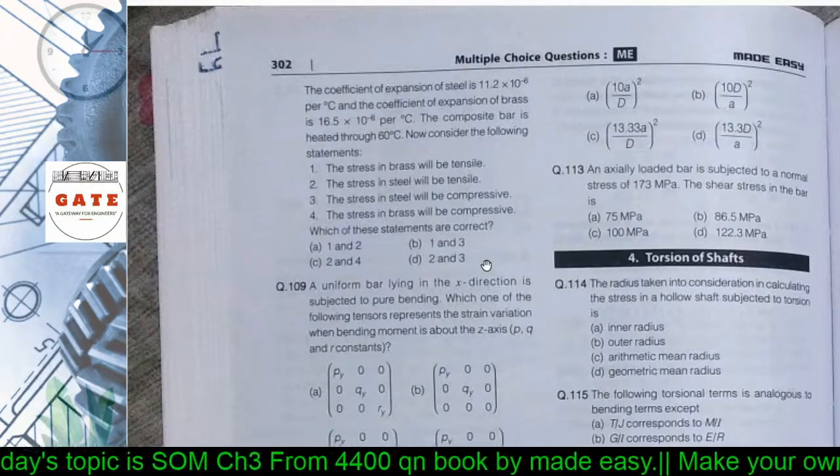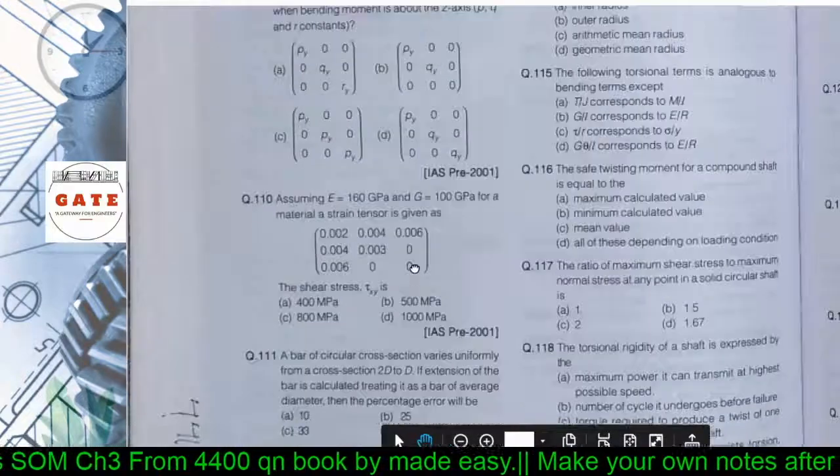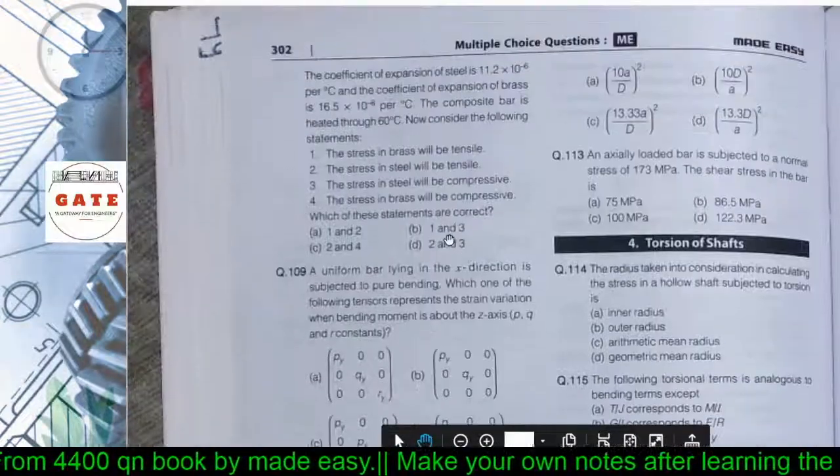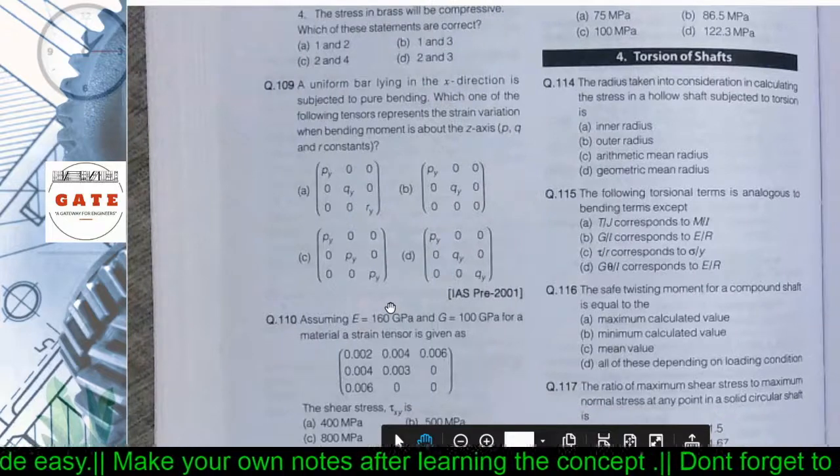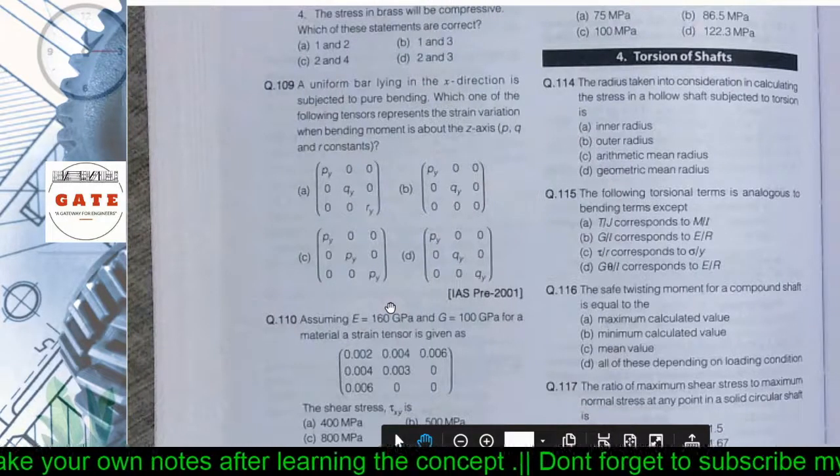Okay. Only a few questions left. 1, 2, 3, 4, 5. Okay. Only 5 more questions. So another very good question asked in IAS pre 2001.